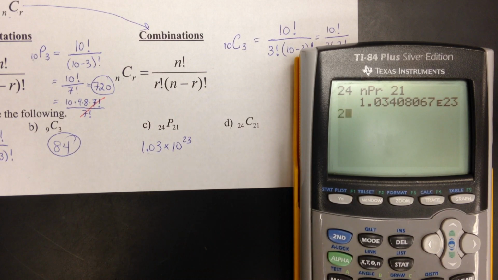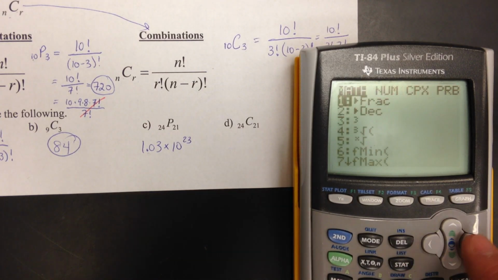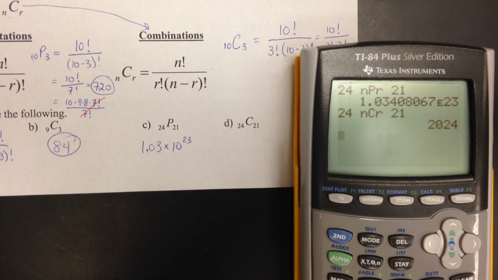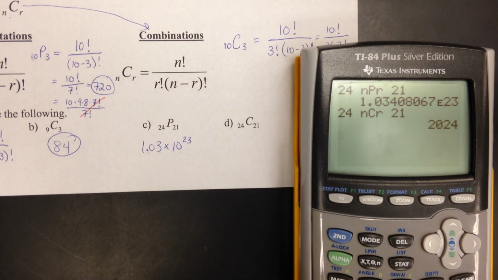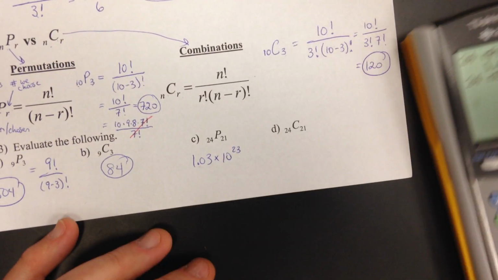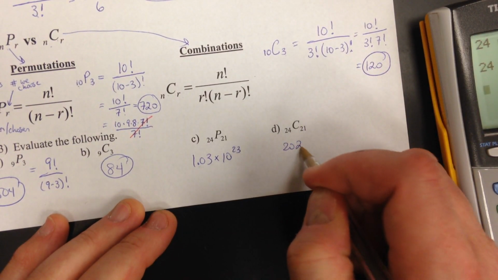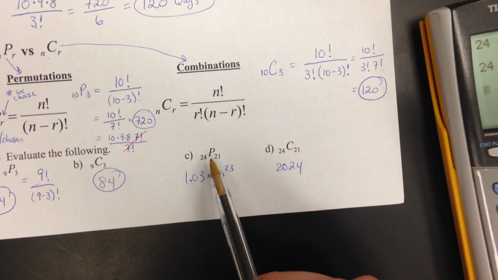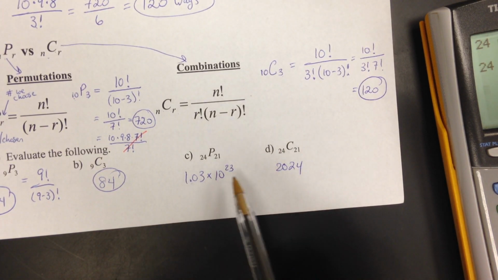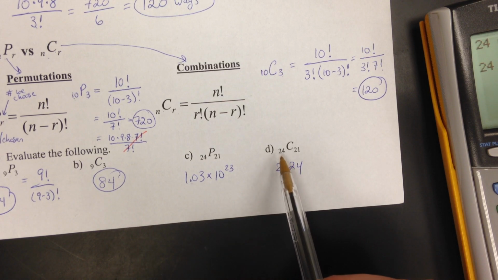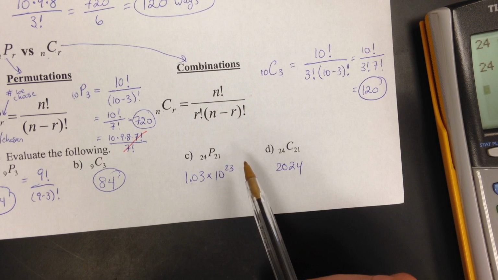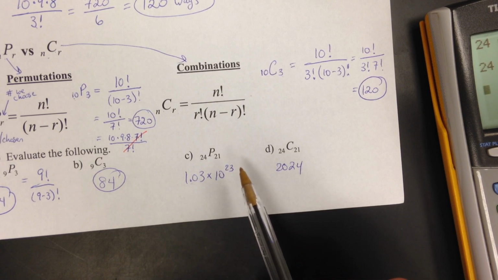Now, if we change that to a combination, notice that it's not as big. I mean, it's not even close. It's 2024, and that's going to be your solution. So again, a permutation where the order matters, you can get very, very large numbers. For a combination, though, it's always going to be less because you have to divide out the parts that are repeating, that are basically saying the same thing.